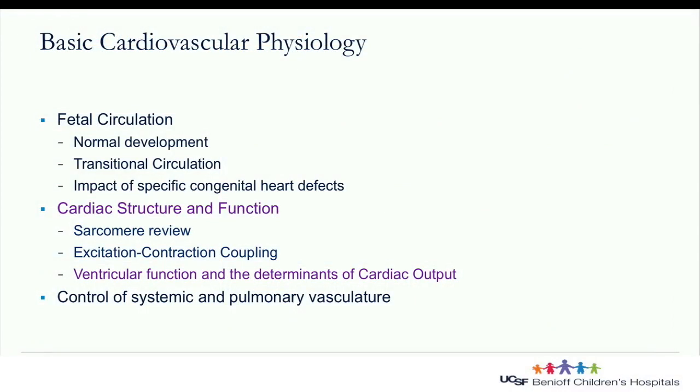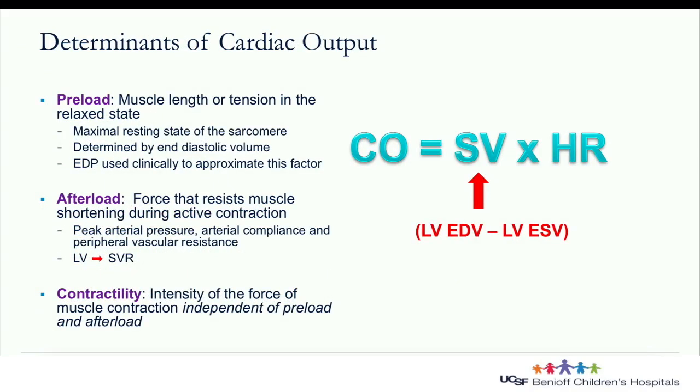So we're going to spend some time talking about ventricular function and some of the determinants of cardiac output. And in considering the main determinants, of course, we think of these three critical components. The first is preload, so the stretch or length of the muscle prior to contraction. Again, the length-tension relationship that we've discussed. This is determined by the end diastolic volume in the ventricle, and clinically we use the end diastolic pressure to approximate this.